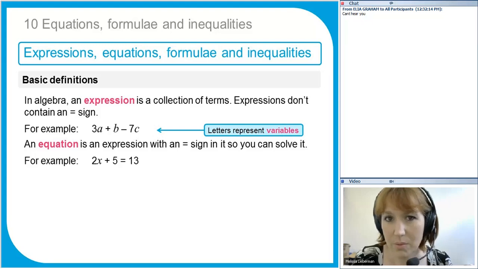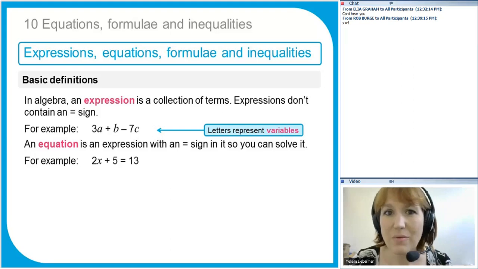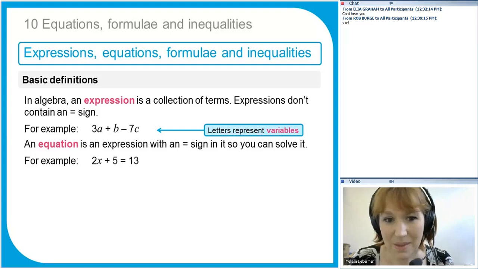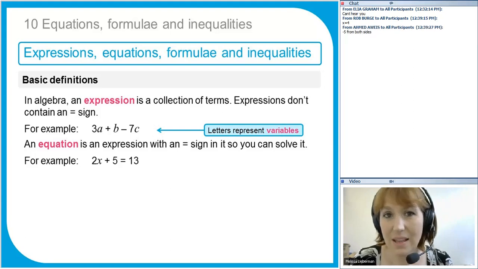So here's an example. Maybe you can already think of a way to solve this equation. What it says is 2 times a number x plus 5 equals 13. So this is a little bit like saying, I'm thinking of a number. You don't know what it is. You have to find it. If I double that number and add 5 to it, then the answer is 13.